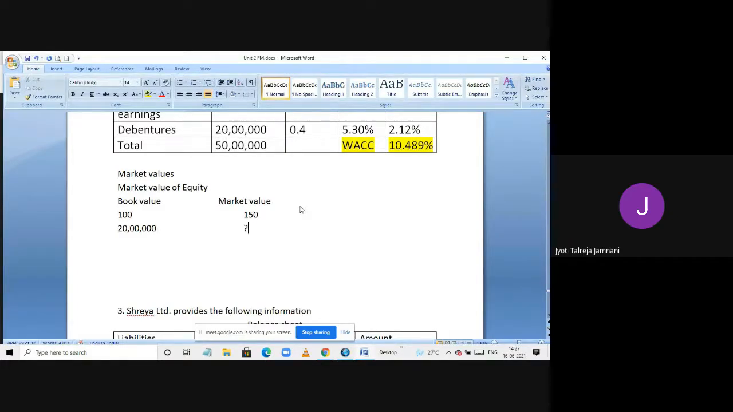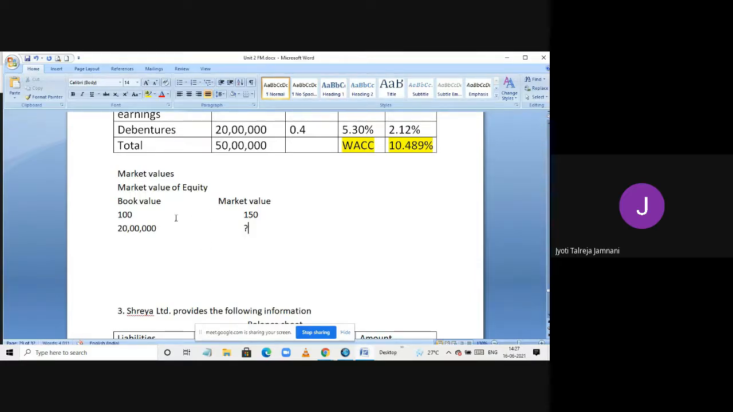I'll repeat it again. We have to compare per share book value and market value. If they have not given the per share book value, we assume it to be 100. So if the per share book value is 100, the market value that they have given is 150. They have said the equity shares are currently selling at rupees 150. So when the per share book value is 100, per share market value is 150. So if the total book value given in the balance sheet is 20 lakhs, then what should be the total market value? So we have to find this total market value.